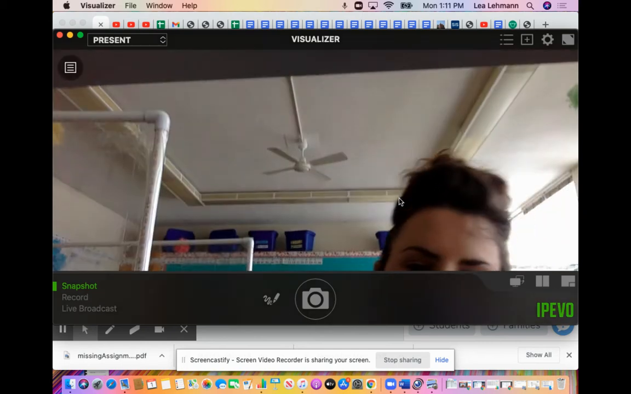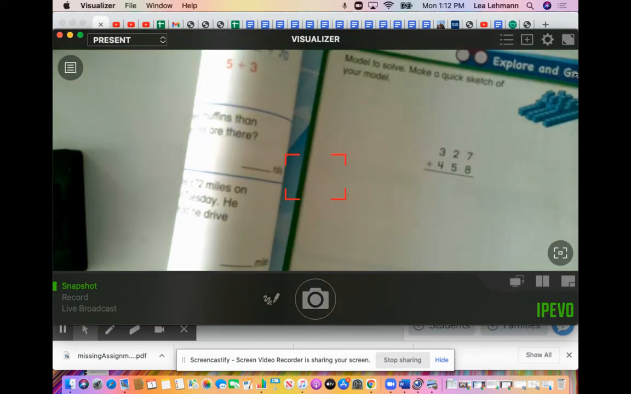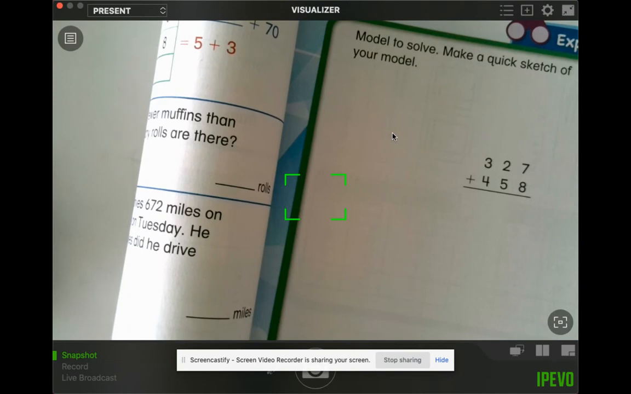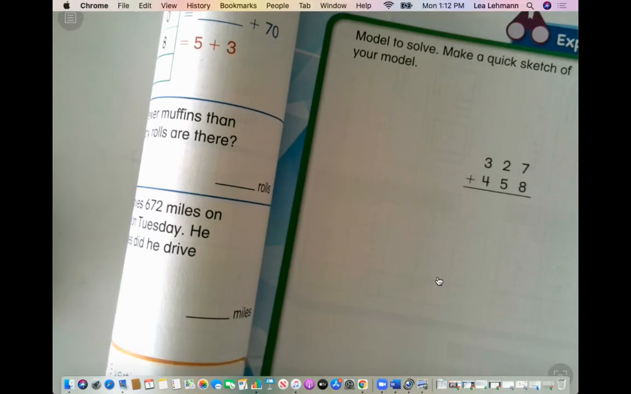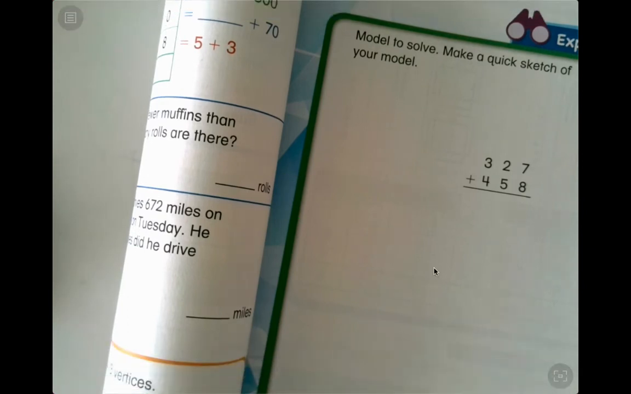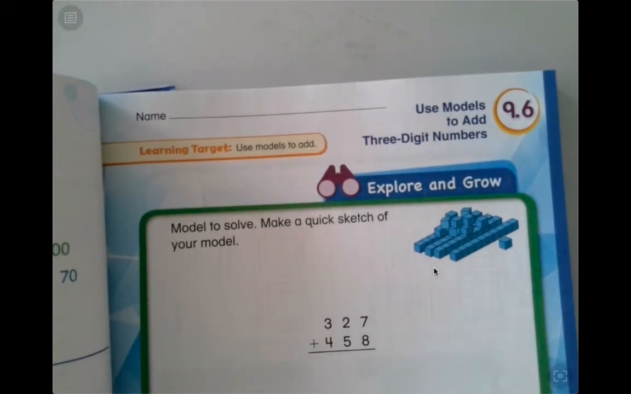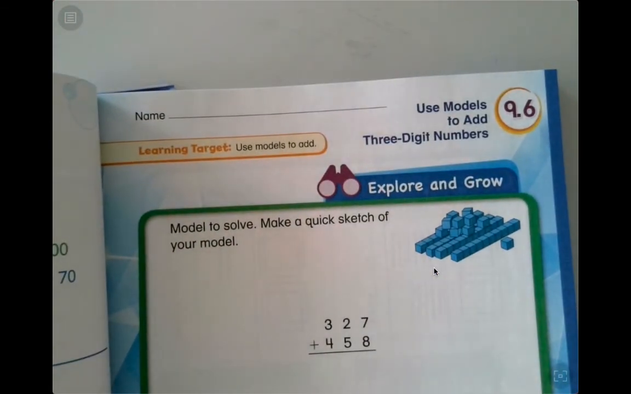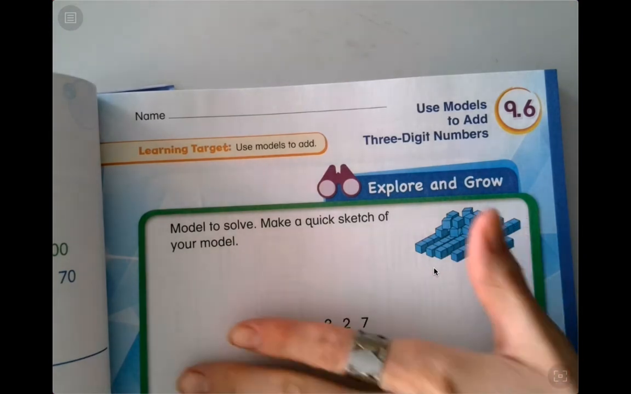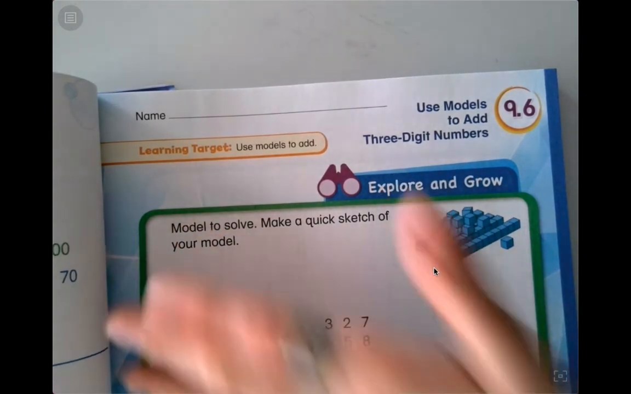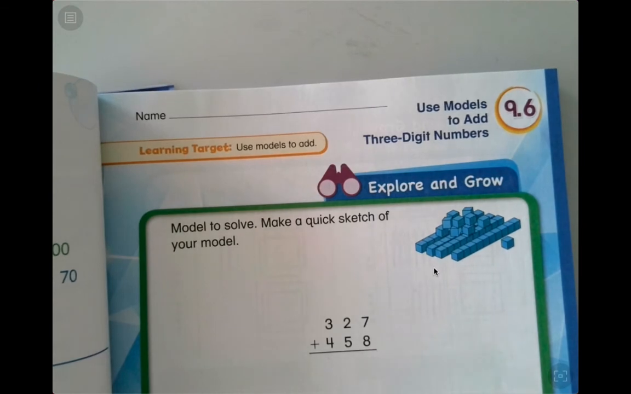3, 2, 1. Okay, so today's lesson, as you probably are figuring out, is going to use base 10 blocks. So this is 9.6. This is very similar to what we've been doing, guys. Very similar. All we're doing is doing a different method for adding. Raise your hand if you like using these blocks.